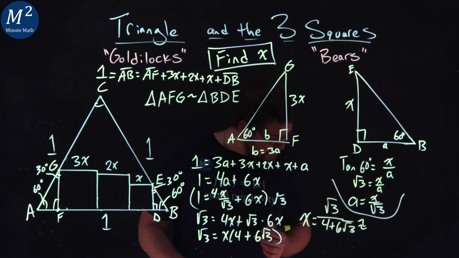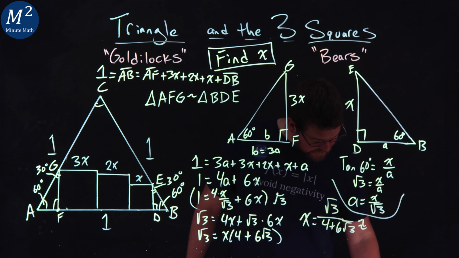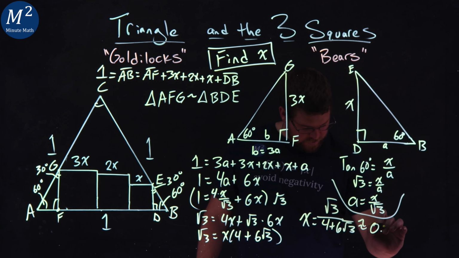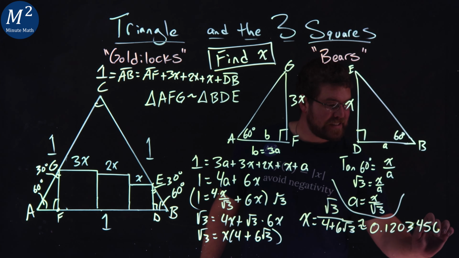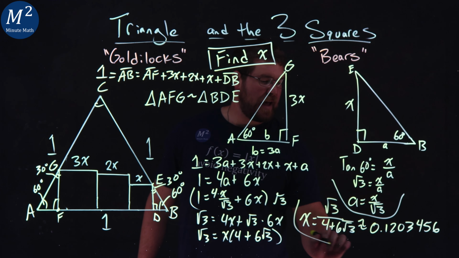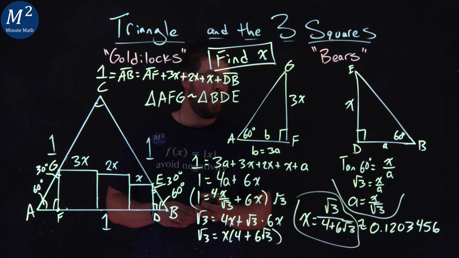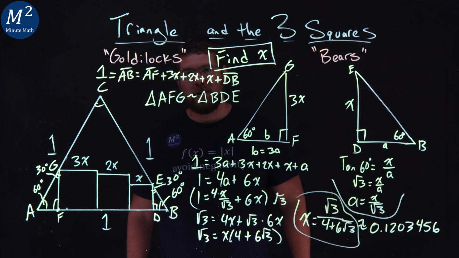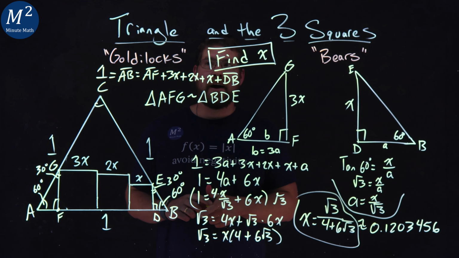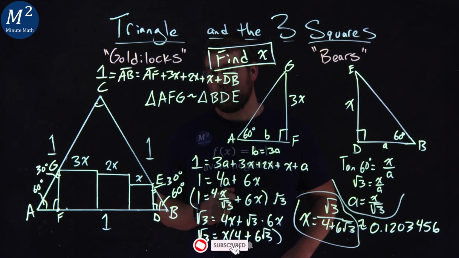If we write that as a decimal, what did I get that to be? Approximately 0.1203456. Okay, so we have an x value here. I like it as square root of 3 over 4 plus 6 square root of 3. But that's our value for x after all of this, with our Goldilocks triangle and the three squares bears here.